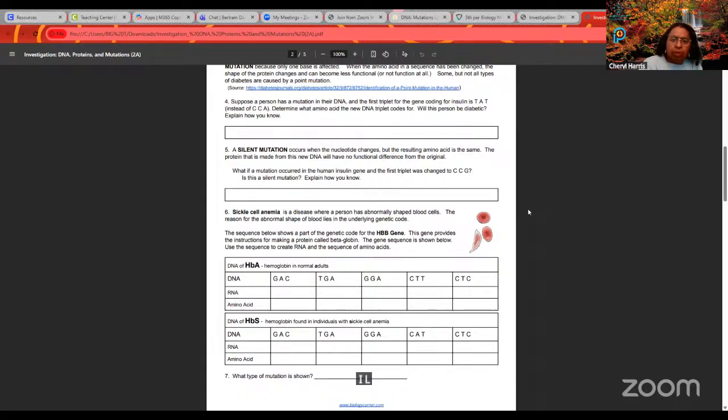ILE. Well, hold on. First, you got to give me the triplet code. So what's the triplet code going to be? AUA. AUA. And so he went on the chart and he found that that was ILE. Okay, that's correct.